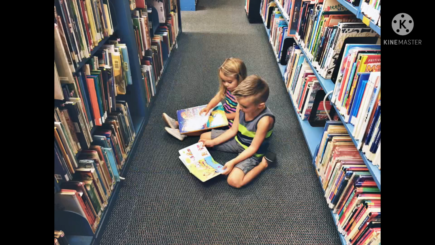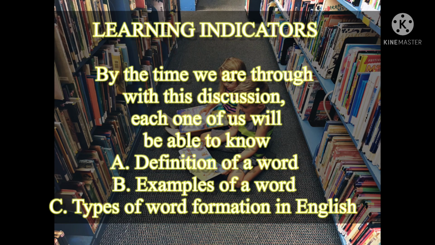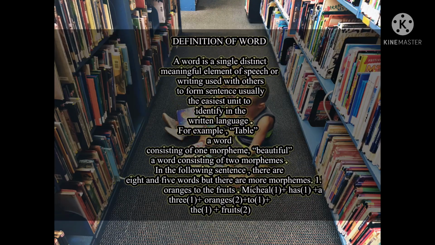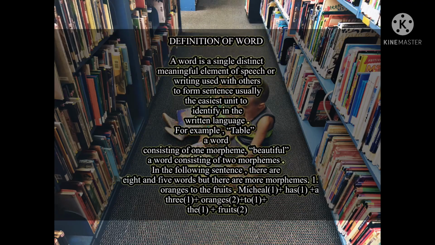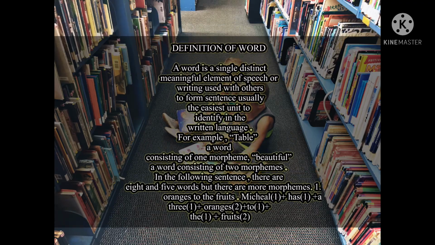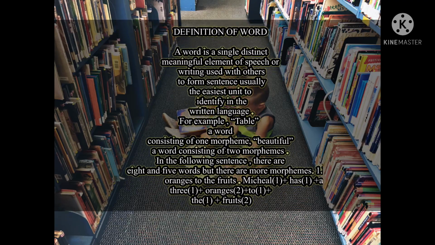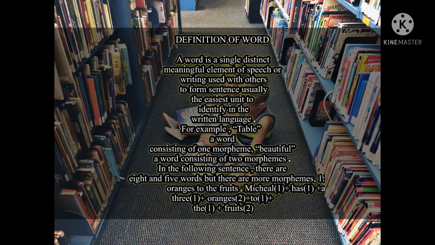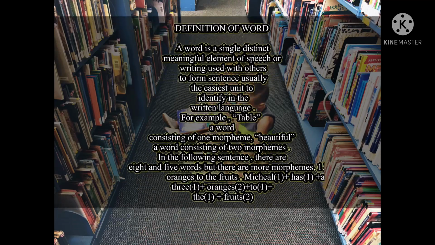Before we start the lesson, students must be able to know or discuss what a word is, examples of a word, and the types of word formation in English language. So, we would like to talk of the definition and examples of a word. A word is a single, distinct, meaningful element of speech or writing used with others to form a sentence, usually the easiest unit to identify in written language.